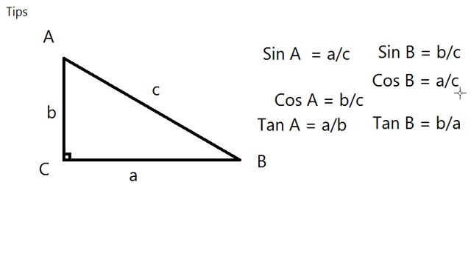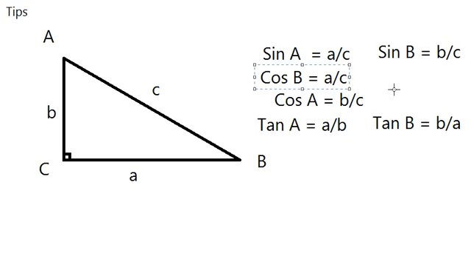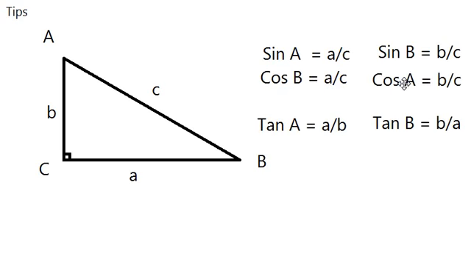So let me switch them around. There we go. So you will notice that these two are the same. So basically, the sine of this angle is equal to the cosine of this angle. The tangent of this angle is really the reciprocal of this tangent.